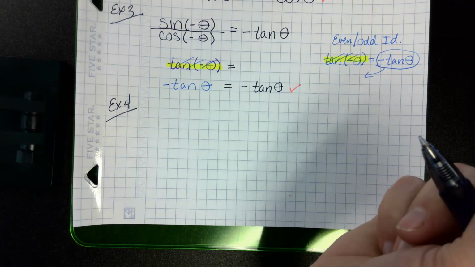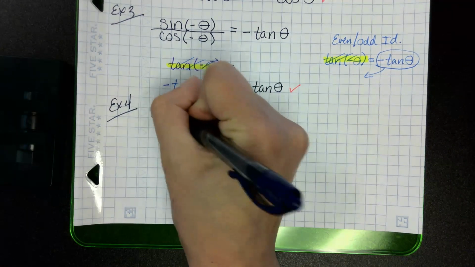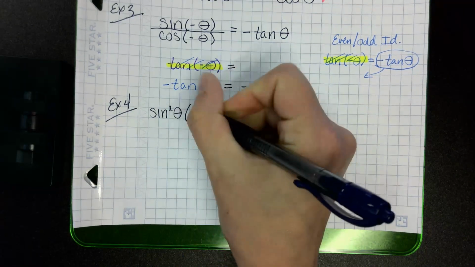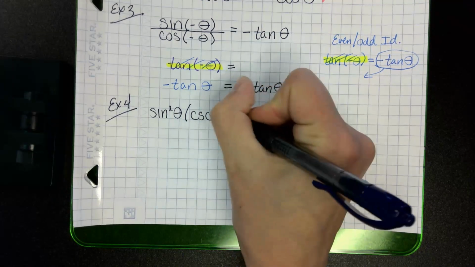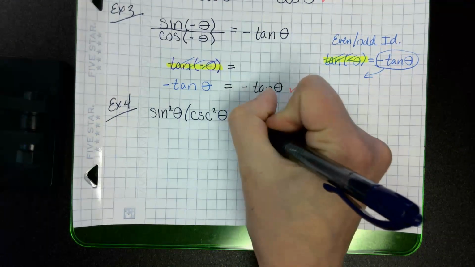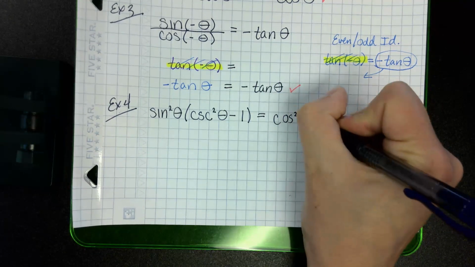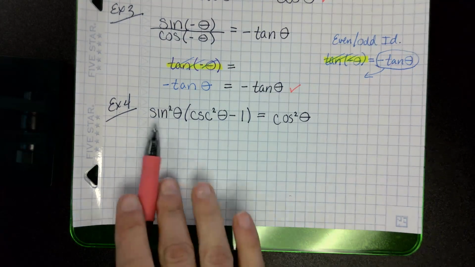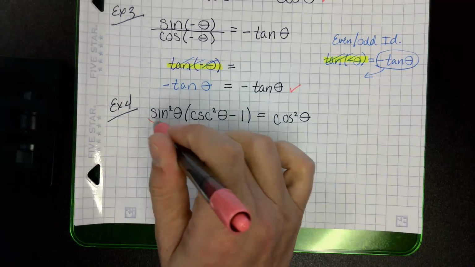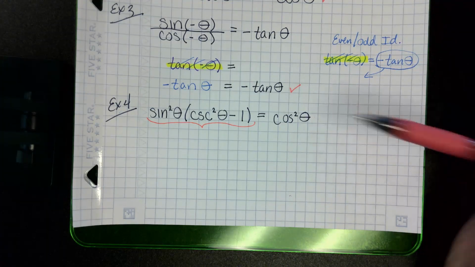This one we have sine squared theta parentheses cosecant squared theta minus 1 equals cosine squared theta. All right, so again, the left side is the complicated side. So that is what I want to simplify to be cosine squared.